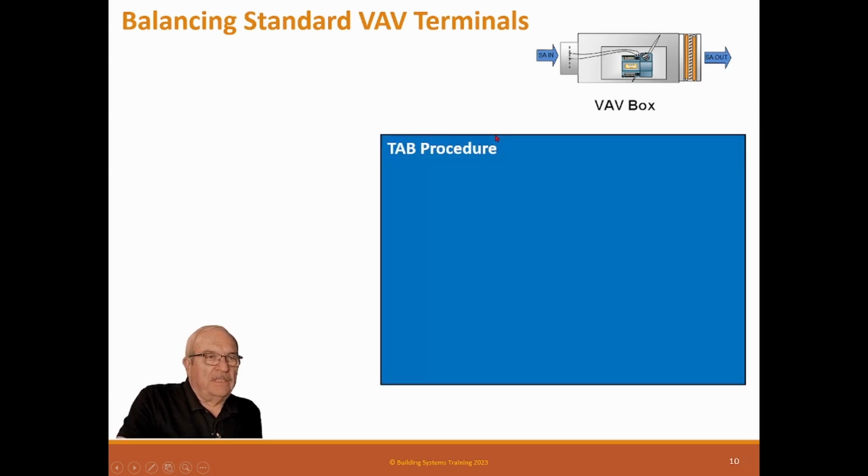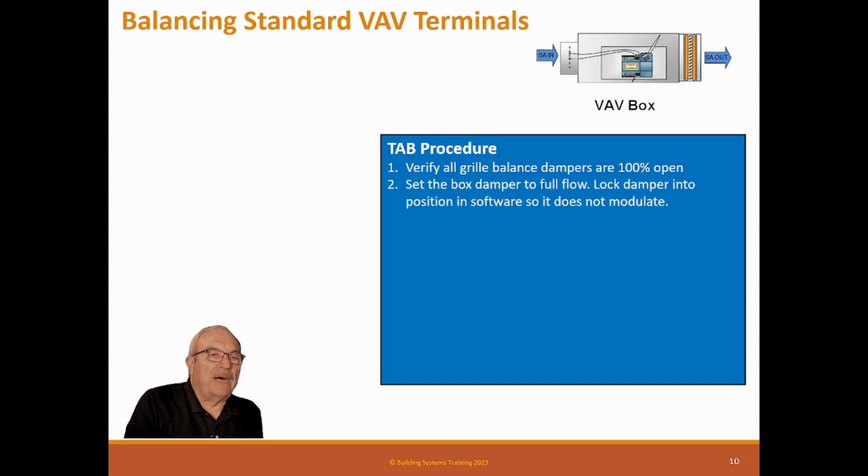Okay, balancing standard VAV terminals. Verify all grills and balance dampers are 100% open. I know you guys are hearing that, but that's the first thing you have to do: make sure everything's open. Set the box damper to full flow. Lock damper into position in software so it does not modulate.